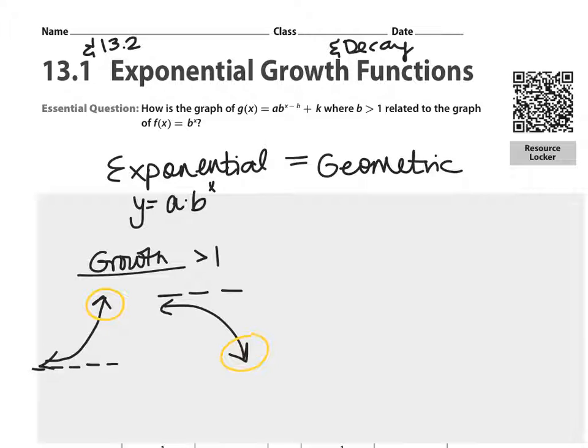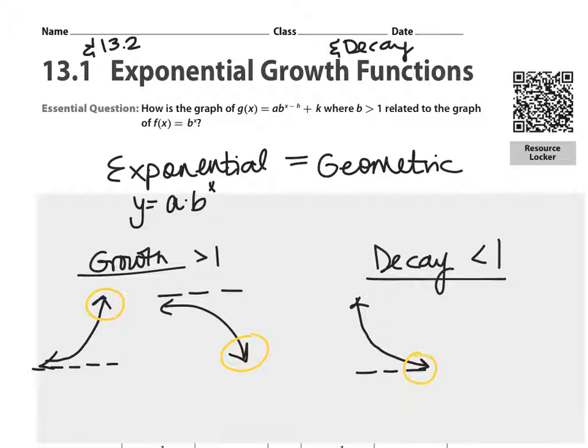Okay, then the other option is going to be decay. So this is when our values are getting smaller. So that's when our multiplier is less than 1. So we're talking about usually fractions here, things that are less than 1. We're still going to have the asymptote line, but this time our function is going to be getting closer to that asymptote line on the right-hand side.